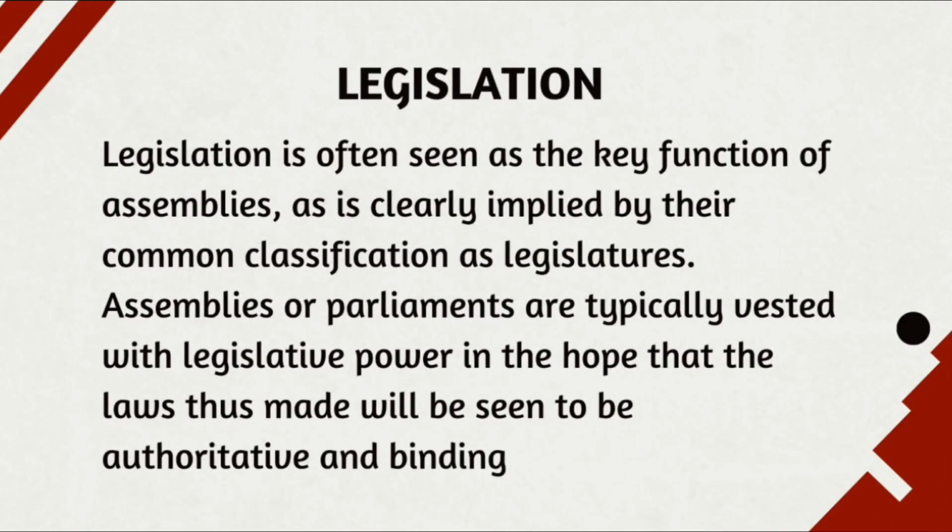Legislation is often seen as the key function of assemblies, as is clearly implied by the common classification as legislators. Assemblies or parliaments are typically vested with legislative power in the hope that the laws they make will be seen as authoritative and binding. So, assemblies are responsible for making the laws, and this is their most important role. They discuss, debate, and approve new rules and policies that guide how a country or society operates. However, in some systems, they may only approve laws proposed by the government instead of creating them directly.